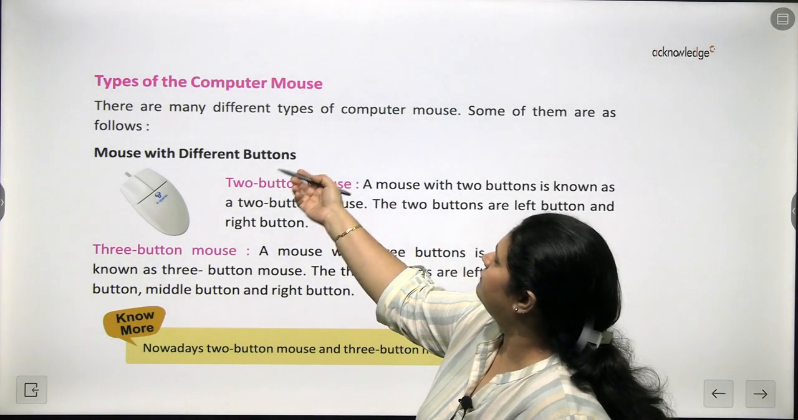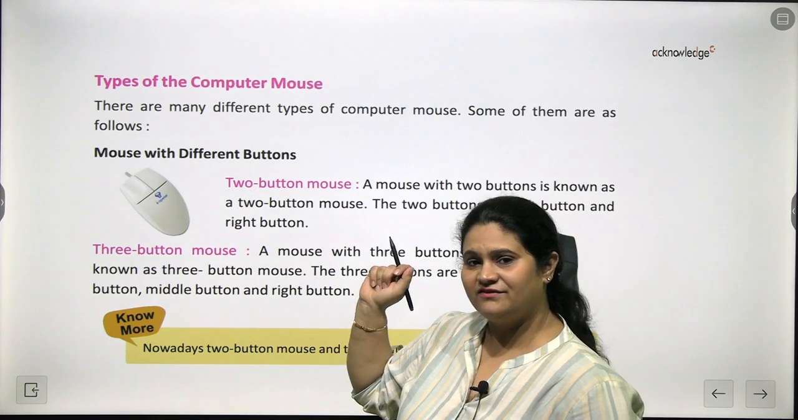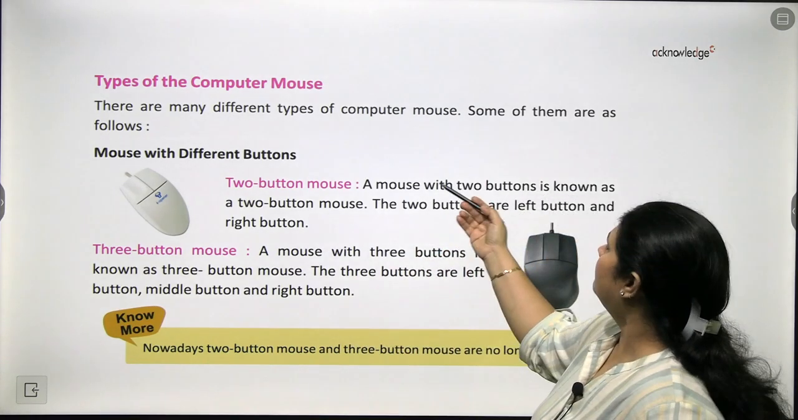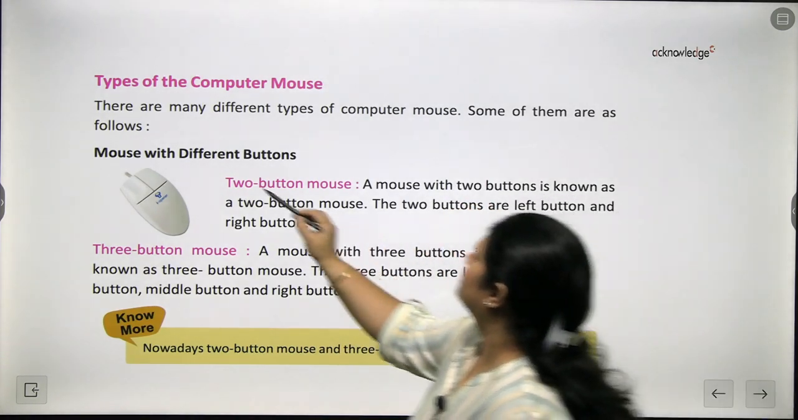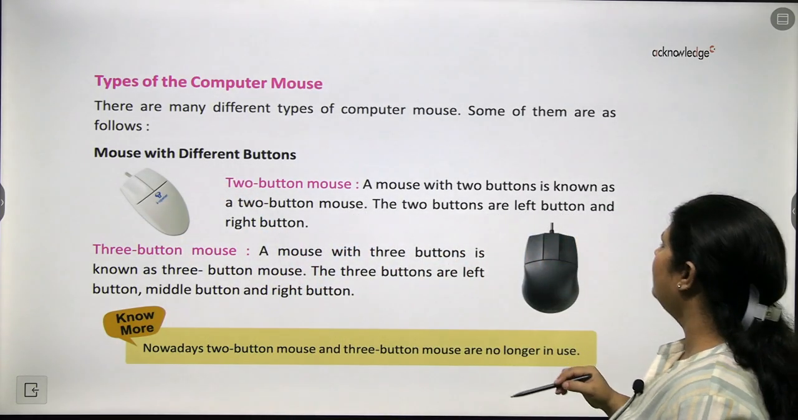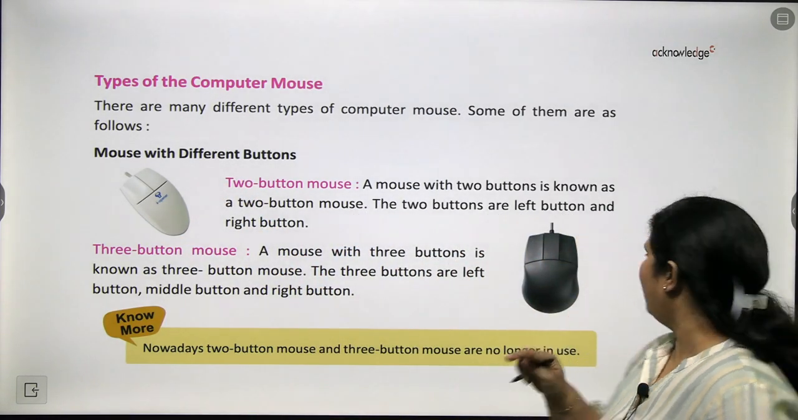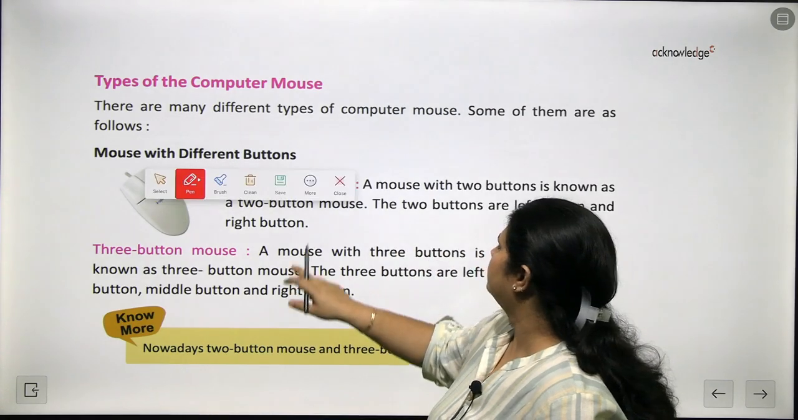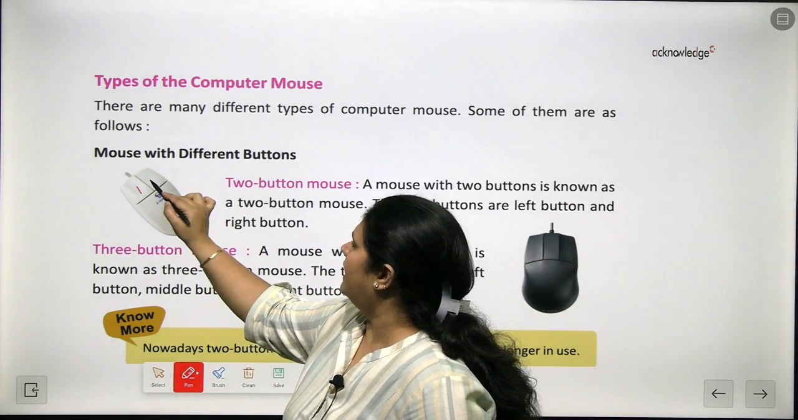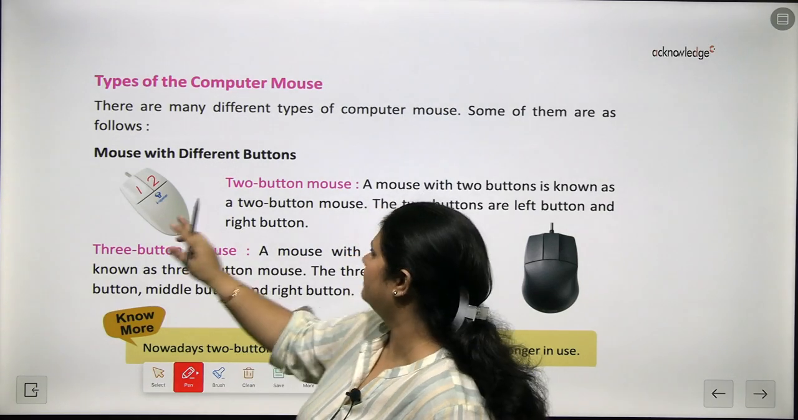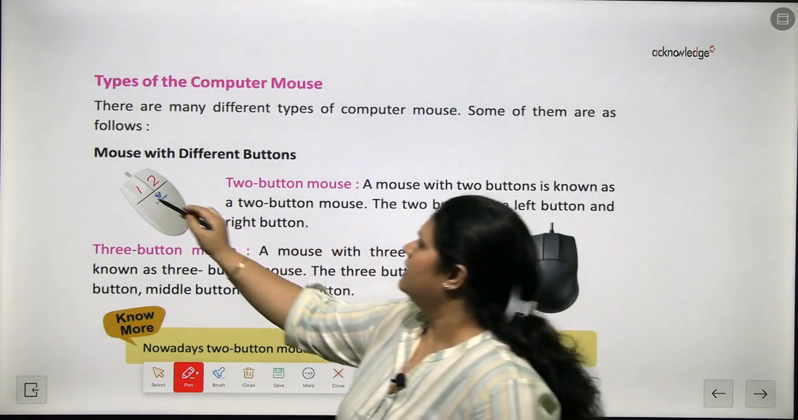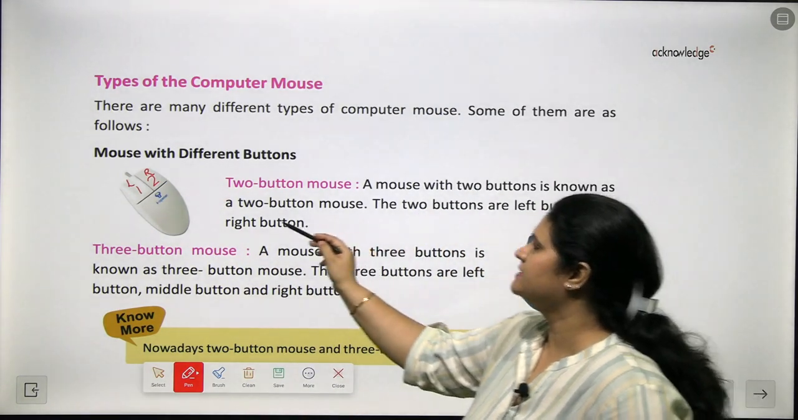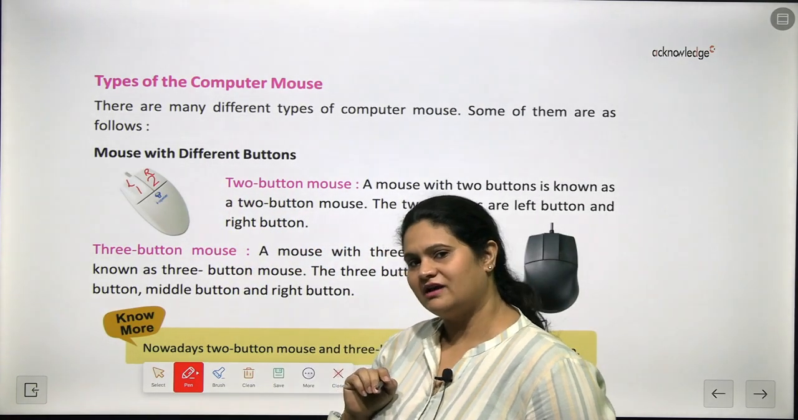So we have a mouse with different buttons. We have a 2-button mouse and 3-button mouse. A mouse with 2 buttons that looks like this is known as a 2-button mouse. It has 2 buttons, right? One is this one and this is the second button, right? These 2 buttons are left button and the right button, okay? So this is a 2-button mouse, right children?